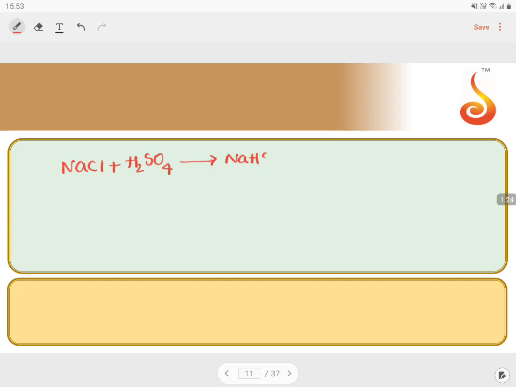NaHSO4 and HCl. In the question, we don't know the grams of NaCl reacting. Let us take x grams. Given the mass of H2SO4 participating in the reaction is 9.8 grams, giving the products NaHSO4, sodium bisulfate, 12 grams, and HCl, which is 3.65 grams.